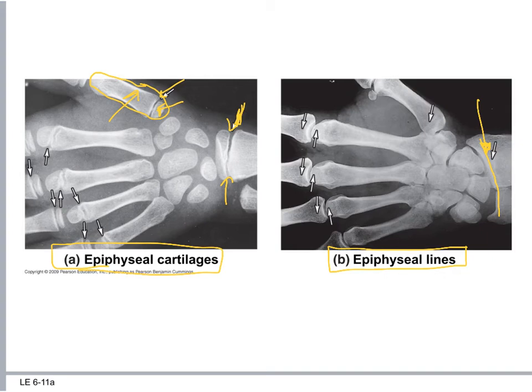With the epiphyseal cartilage and epiphyseal lines, are those just terms for the visual? Both. They're both the physical, this is what it is, and the visual, this is what you see on the x-ray. Okay, so metaphysis and epiphyseal are kind of interchangeable? That's what I'm wondering. Why wouldn't it be called a metaphyseal cartilage? That's where I'm getting confused. Because there's two sides to it.